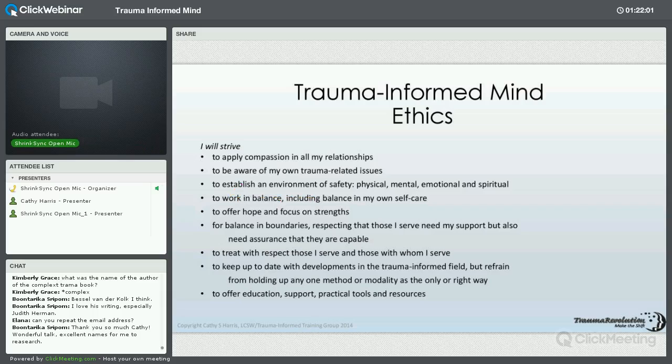The name of the author for the complex trauma book is Christine Courtois, Courtois.